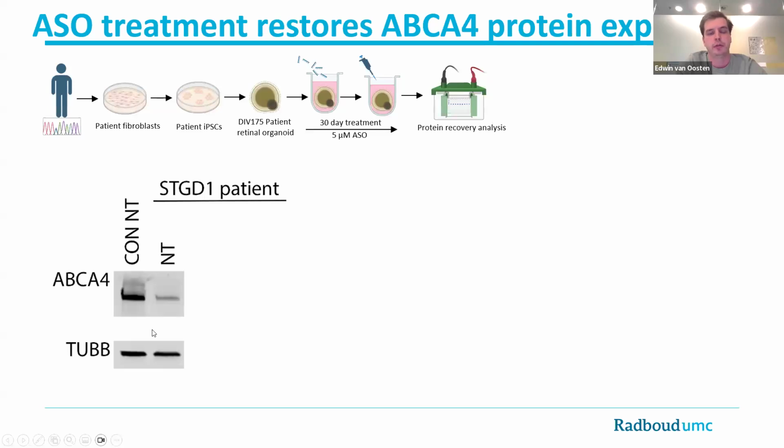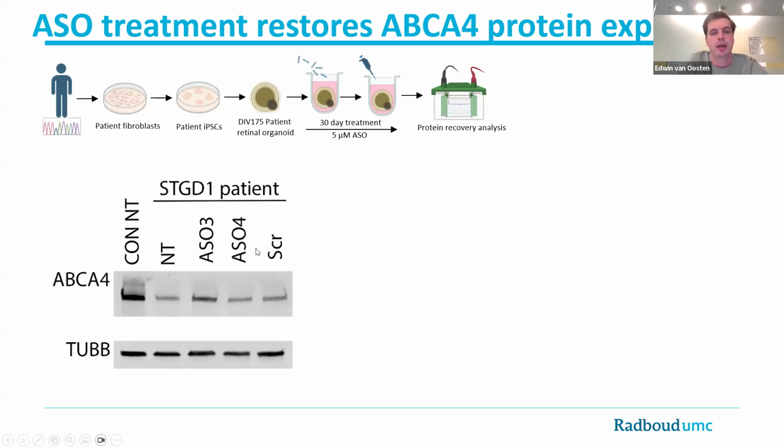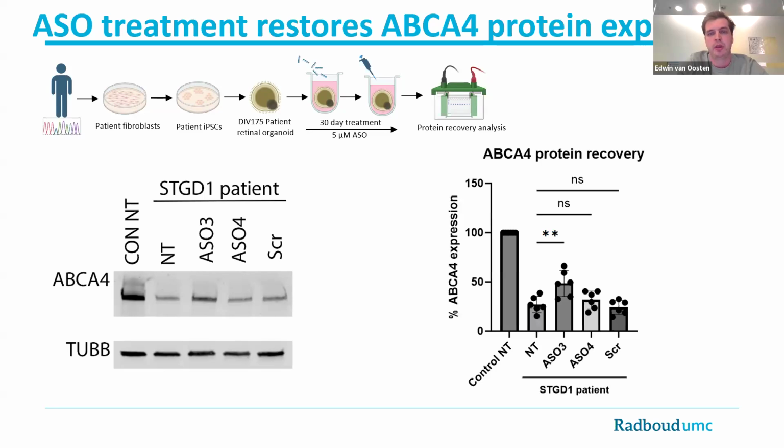So here you can see the results of the Western blot. Compared to a control retinal organoid, we indeed see a huge decrease in ABCA4 protein, as was expected in this patient. The scrambled ASO did not help increasing the ABCA4 protein expression. And for our 2 ASOs, you can see various degrees of increase in ABCA4 expression. When we calculate the percentage of ABCA4 expression, we see that only for ASO3 we see a significant increase in ABCA4 protein, making this our top candidate.